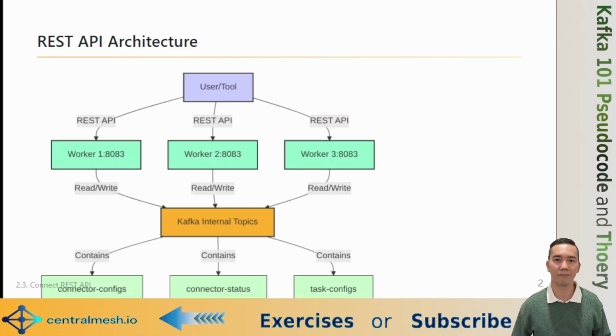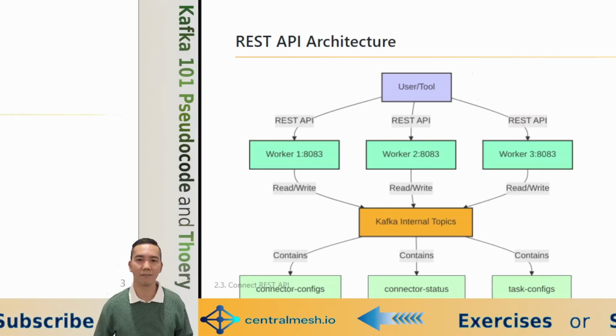Behind the scenes, all workers share state through Kafka internal topics. Connector configurations, task assignments, and status information are stored in Kafka rather than on individual machines. Because of this shared state, it doesn't matter which worker receives the request. The entire cluster sees the same configuration and operates as a single logical system.